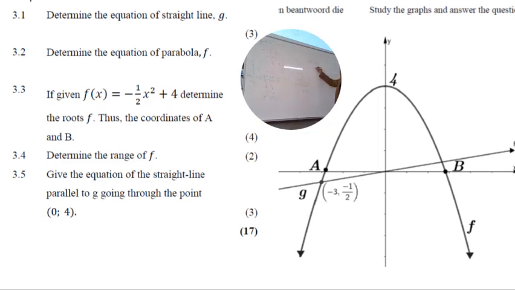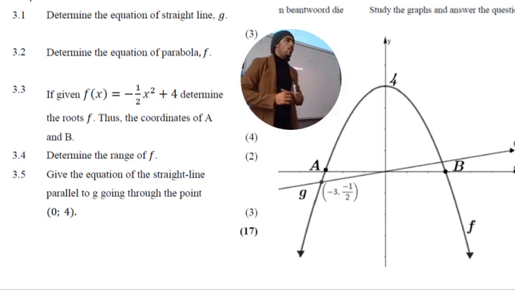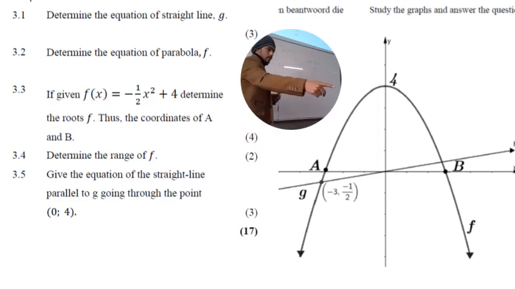y is equal to mx plus c. So what is the gradient there? I can substitute 1 over 6 x. What is the y-intercept going to be? It's going to go through (0; 4). So where x is 0, what is y? 4. And there are your 3 marks for that question.